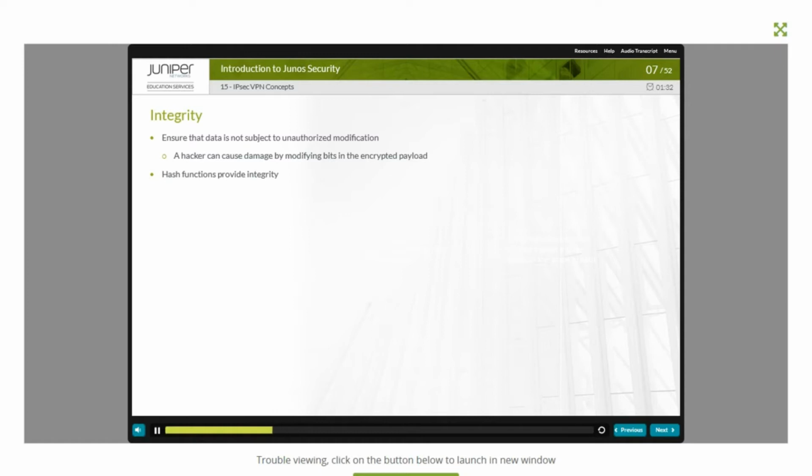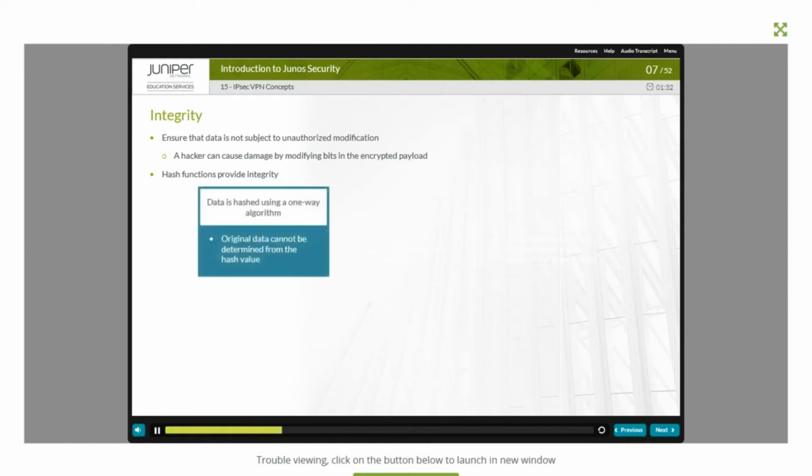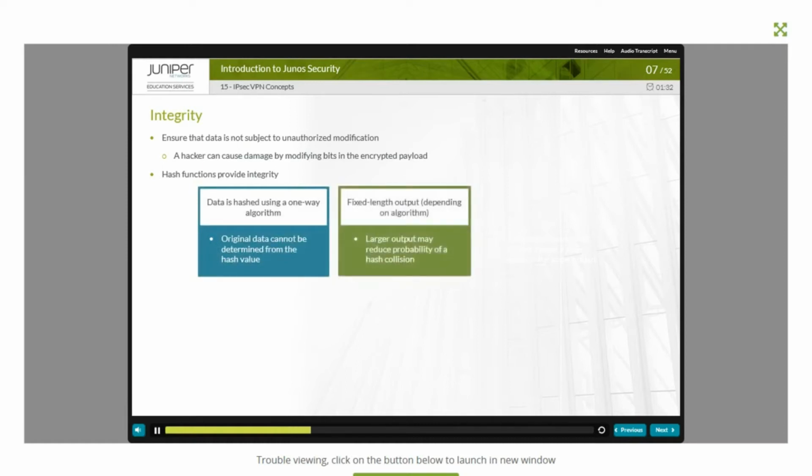Before data travels, it is processed by a hashing engine using one of the various hashing algorithms available. This produces a fixed-length hash output that is placed in a field in the packet along with the data before it travels over the network.